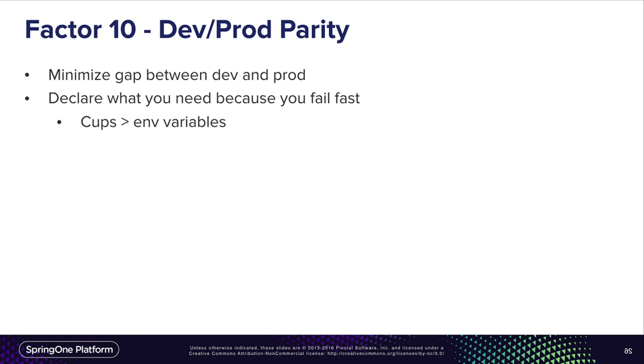The next one has actually gotten a lot simpler lately too, so dev/prod parity. If you're developing on something that's incredibly different from where you're going to be deploying the app in the future, you're going to find things that don't work, and you're really breaking some of the feedback cycle that you want. An important distinction is the difference between using CUPS and an environment variable. If you're depending on CUPS, your application will fail when you try to deploy it, versus failing potentially later with an environment variable.